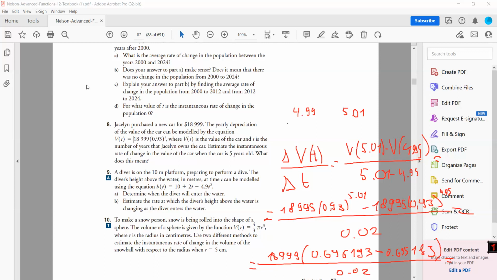0.69613, subtract 0.69513. So we get this brackets equals to 0.00101. This is times 18,999, which is going to be 19.18999, and this is all divided by 0.02.